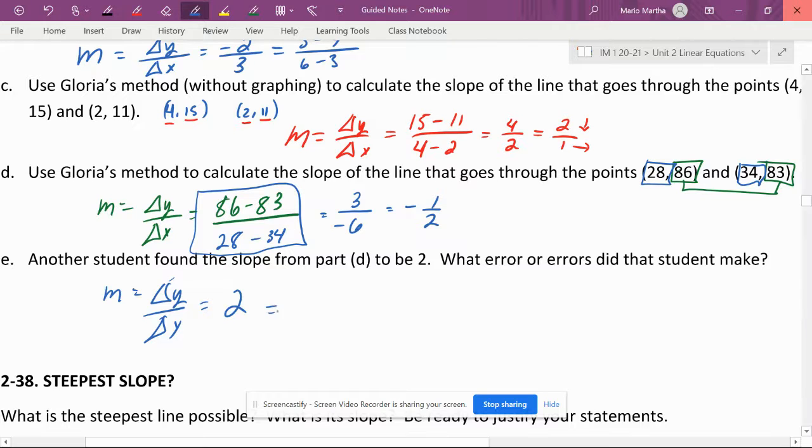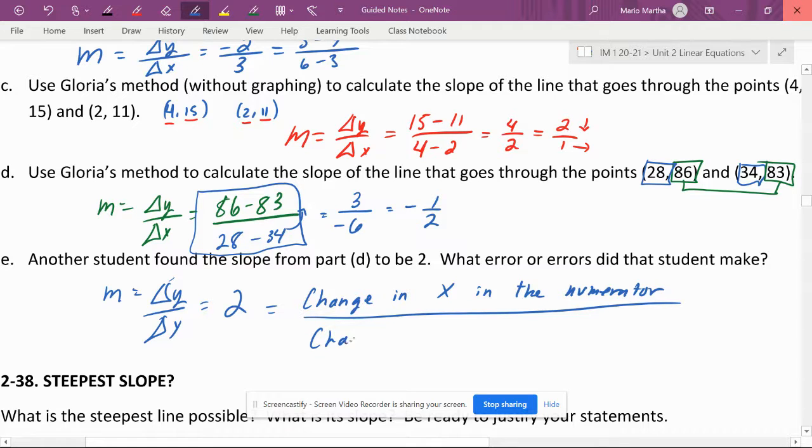So for sure, for this to be positive 2, they pretty much put the change in x on top, so the change in x in the numerator, right? And then they put the change in y in the denominator.